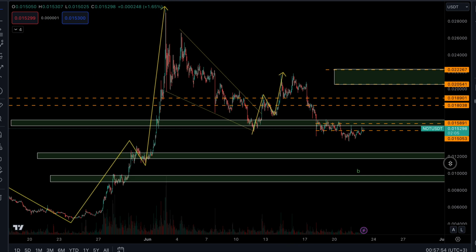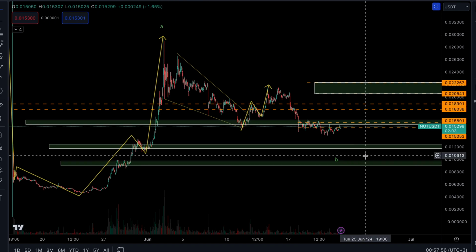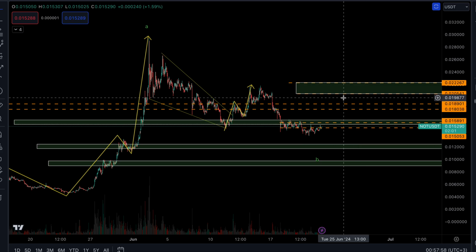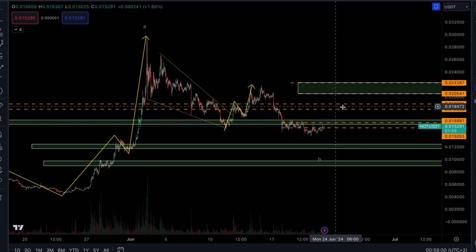Okay, so there we go, NOTCOIN. Let's grab the 40%. We shall take it one step at a time.